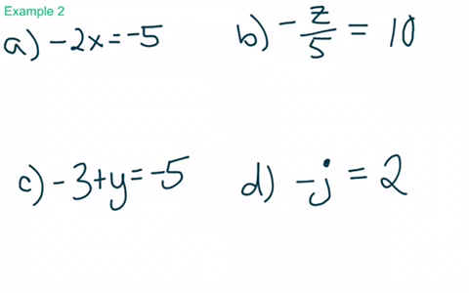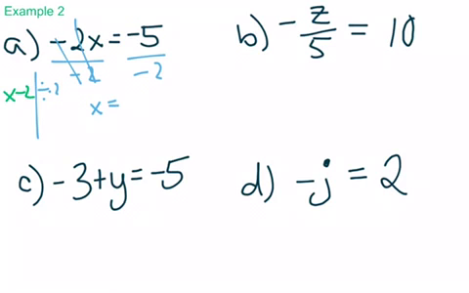So looking at this first one, we have -2 being multiplied by x. The opposite of multiplying by -2 is dividing by -2, right? So divide both sides, not just by 2, but by -2. So the negative divided by negative turns into a positive. 2 divided by 2 turns into 1. So you're just left with 1x or just x. And then again, negative divided by negative is positive. 5 divided by 2 is 2.5. Okay, and that is our solution.